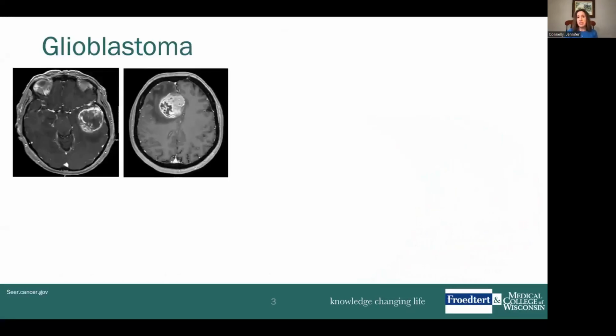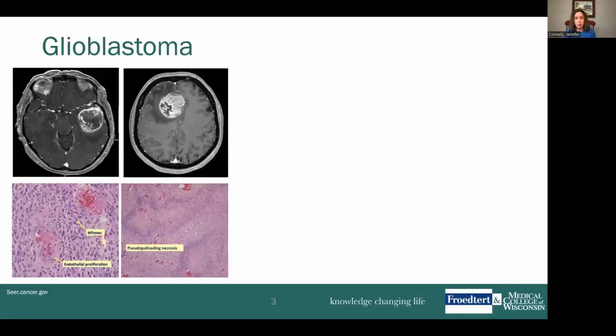So glioblastoma is the most common primary malignant brain tumor. This is a very typical MRI scan where we see this large heterogeneously enhancing mass. When we look under the microscope, there's a couple hallmark features that we look for. We look for mitoses, which is cell division. There's way too many cells on this slide in the lower left-hand corner. We also look for an entity that's called endothelial proliferation.